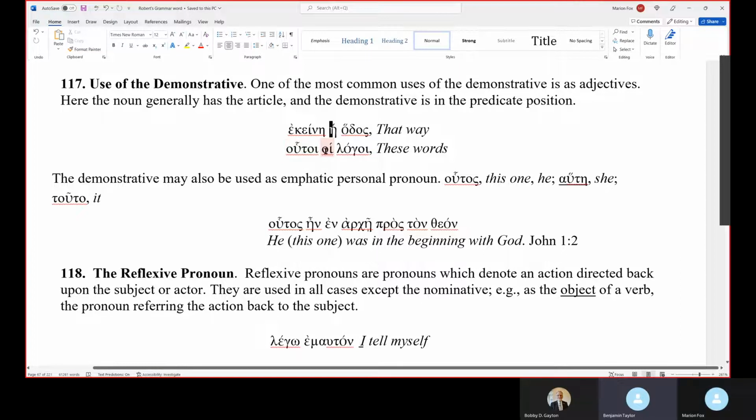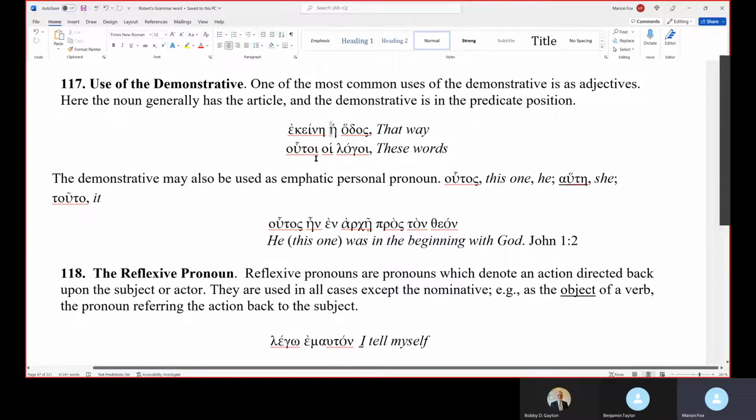Houtos. So what happens to the article there? It just gets swallowed? The article. That the way. Right. So it's literally "the way, that." Yeah. We just leave the "the" off in English that way. Okay.